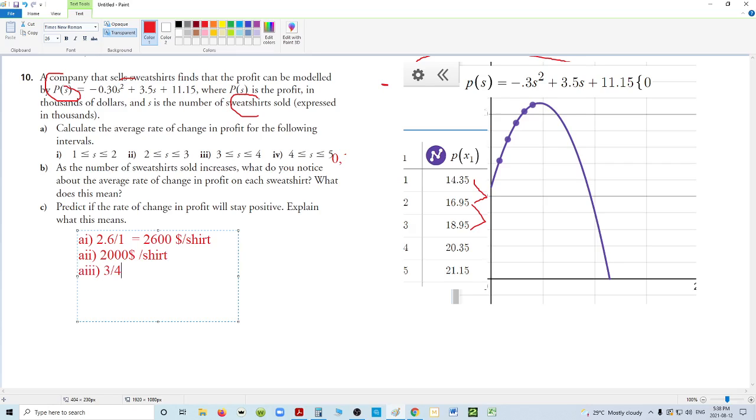Let me actually say that's between 1,000 shirts to 2,000 shirts. That's our average rate of change. And I multiplied by 1,000 to get a better idea. Between 2,000 shirts and 3,000 shirts, our AROC is $2,000 per shirt.